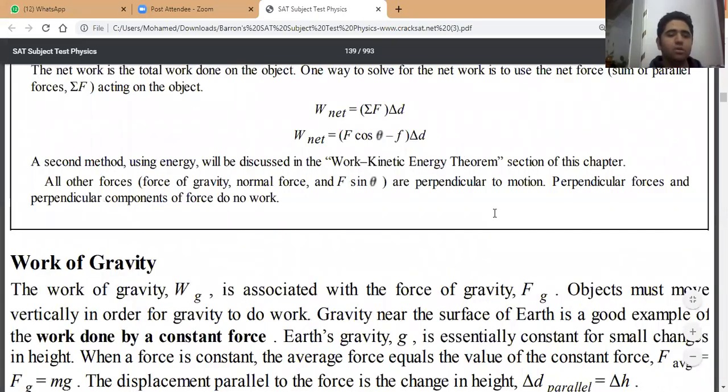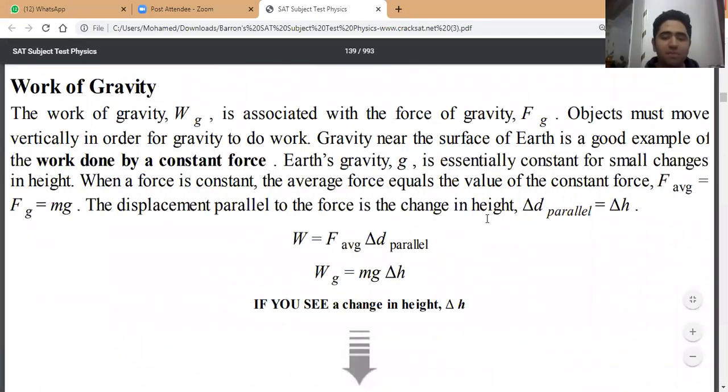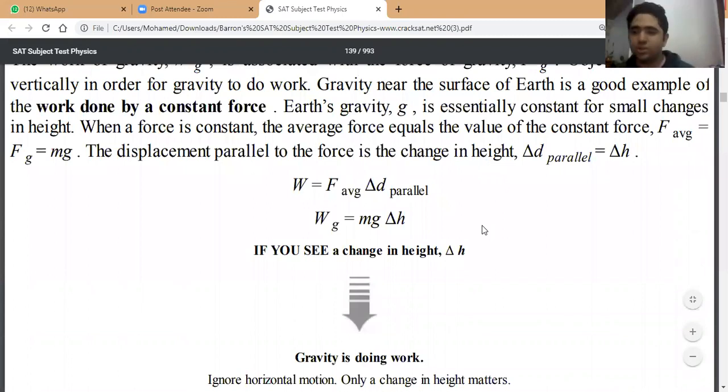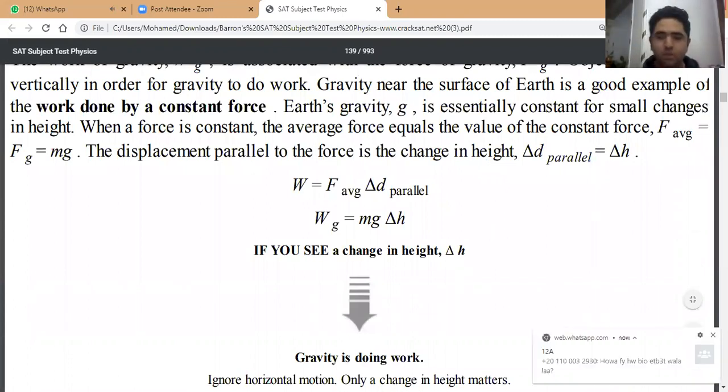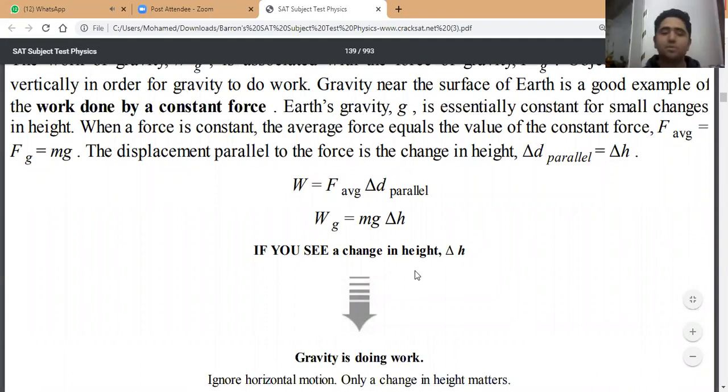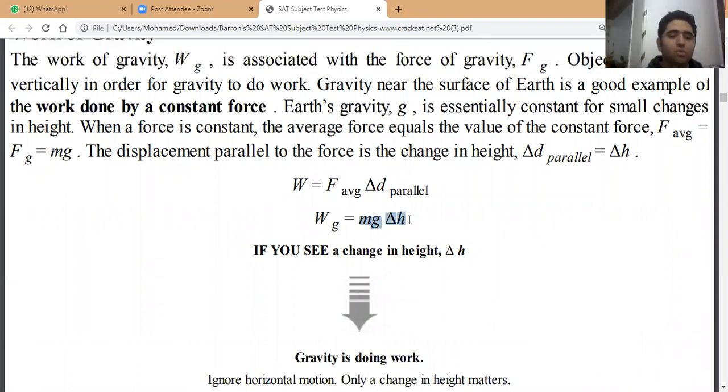So now we're going to go into the work of gravity. We understand that potential energy is equal to mgh. Well, work is equal to force times displacement. And so if you drop an object and you want to see the work done by gravity, that is the same thing as saying mgh. And so work done by gravity is equal to the potential energy of the object. But to put it in a clearer sense, we're going to see it in a problem first.